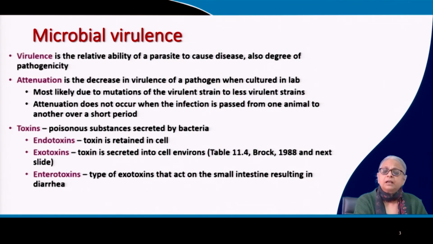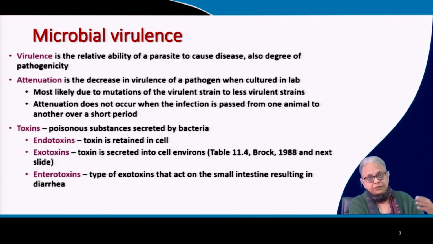Then second is the attenuation or the decrease in the virulence of the pathogen when it is cultured in the laboratory. So for example, let's say you take a sample from an infected person and then you culture it in the lab and perhaps reinfect another person. There is some likelihood that there will be decreased virulence of that pathogen that has been cultured in the lab.